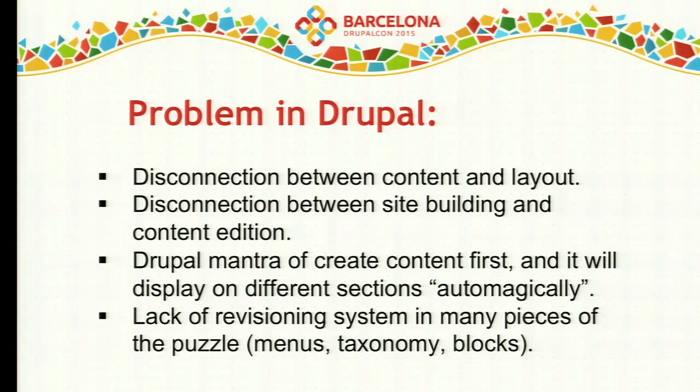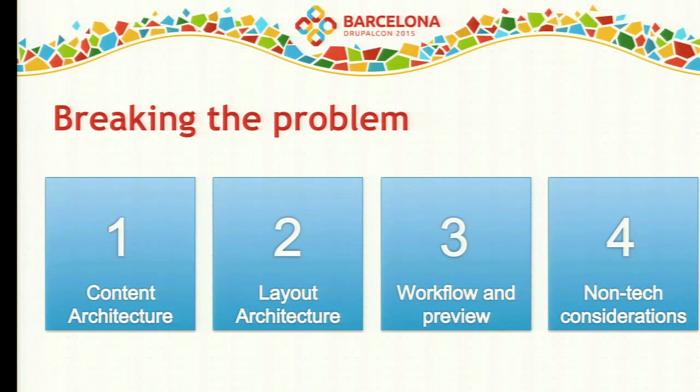And to solve those problems, as good engineers, you should be able to break them down. If you look at the different problems, I think we can look at four different types. The first one is content architecture. The second one is layout architecture. The third one is how you combine the two and provide some workflow and some preview on them. And the fourth one, which I think is as important as the other three that are techie, is non-tech.